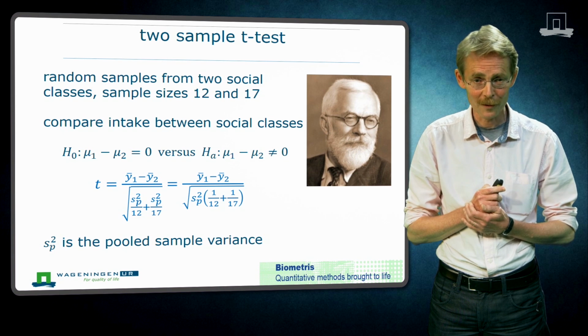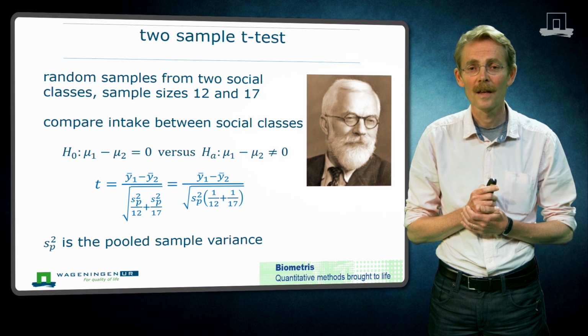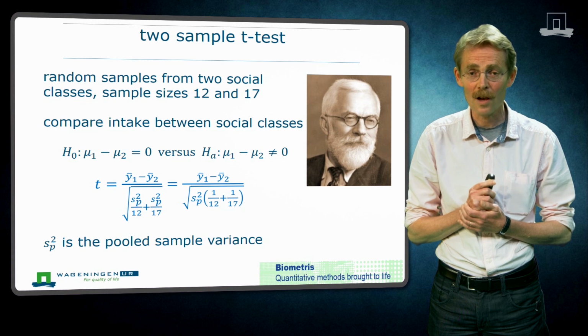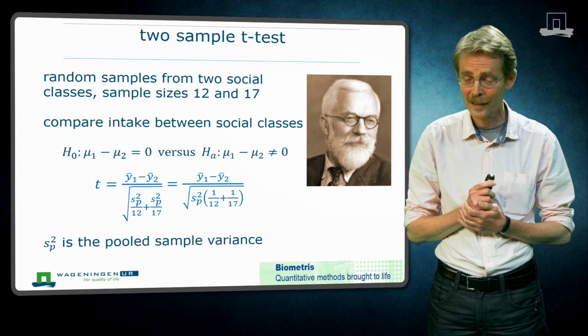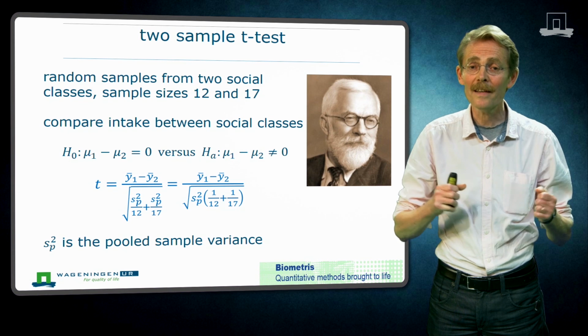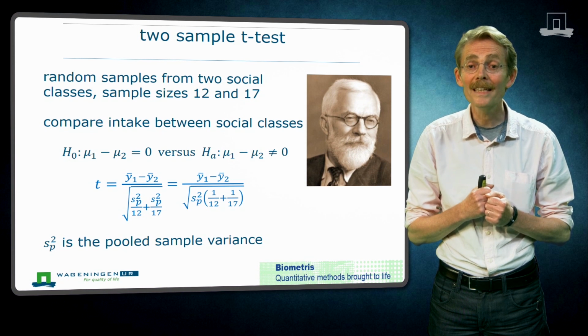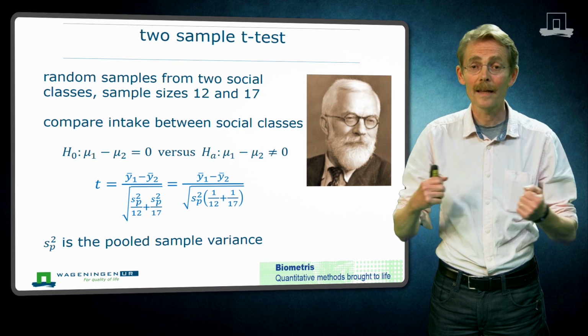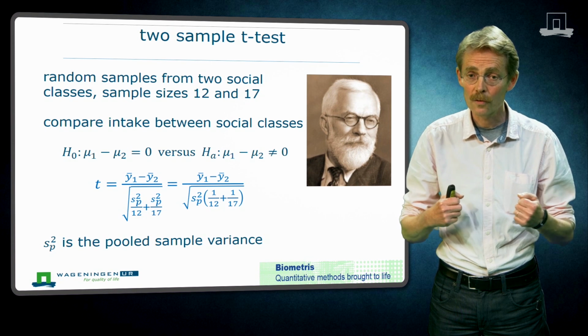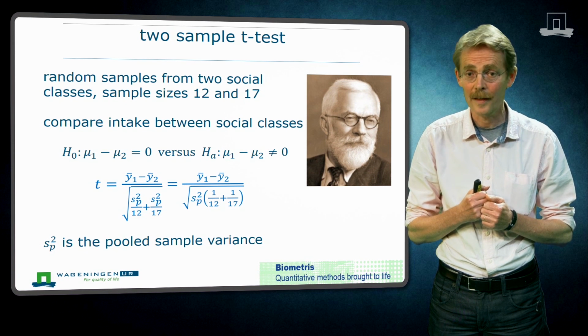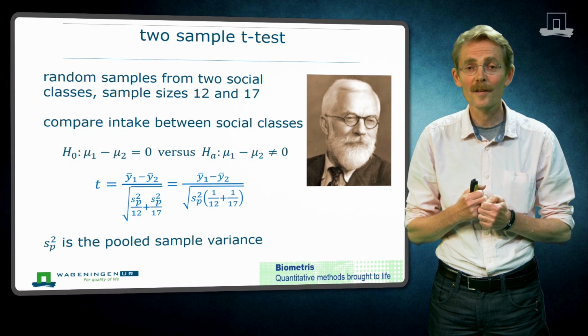So suppose that we're looking at 2 social classes, and we have random samples of sizes 12 and 17 from these classes, and we're interested in comparing the mean intake mu1 and the mean intake mu2 of these 2 classes. Null hypothesis is that their difference is 0. The alternative hypothesis, the research hypothesis, is that they are not.